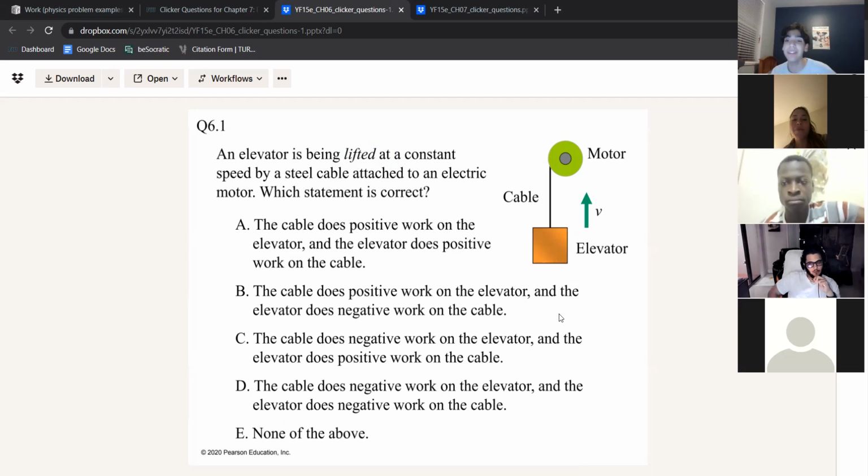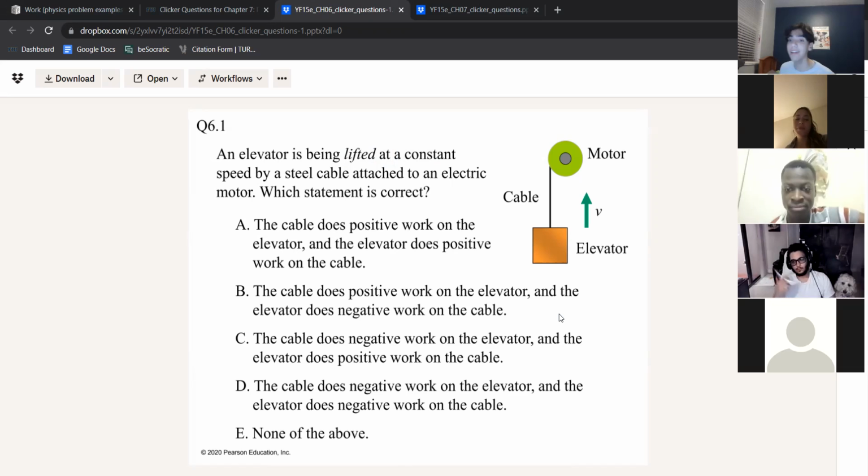Okay, I agree with Alexandra. I agree with that because if the cable is moving in one direction, the elevator is inhibiting its ability to move in that direction. So that would cause negative work on the cable. So I feel like we're leaning towards B. Does anyone have anything to add, or are we good on B? Does anyone disagree? No, I agree with that.